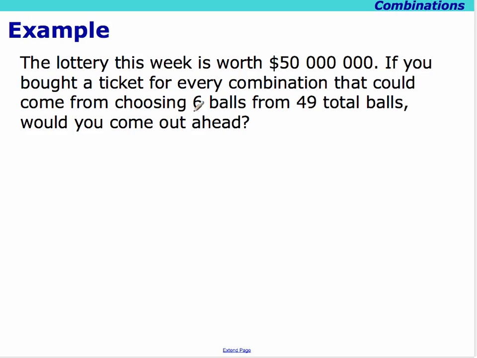Here's an example of one, though. I've got 49 total balls, and for the lotto, we're choosing 6 of them. Again, the order that they come in doesn't matter, it's just as long as they get there. So if I wanted to figure out how many different ways that could happen, how many combinations there would be, it'd be 49 total balls, and from those I'm choosing 6.